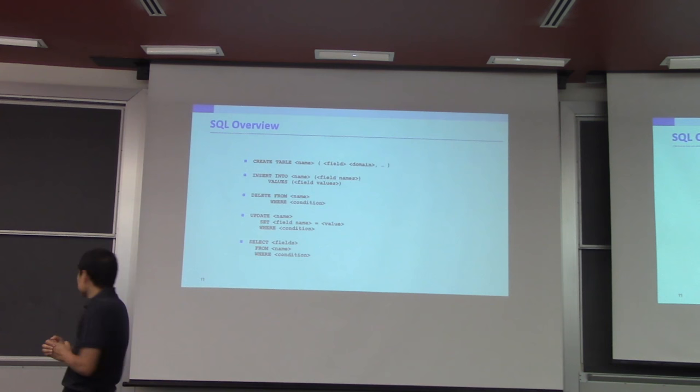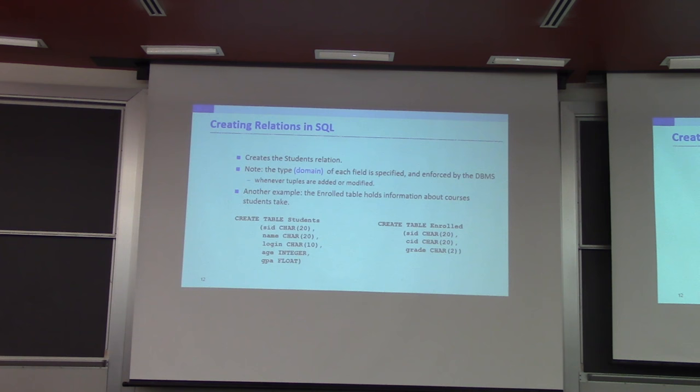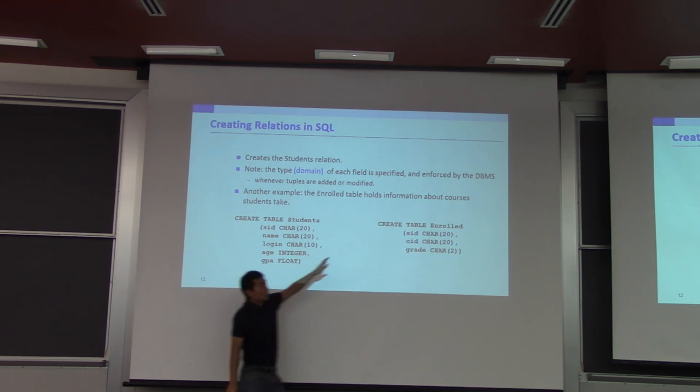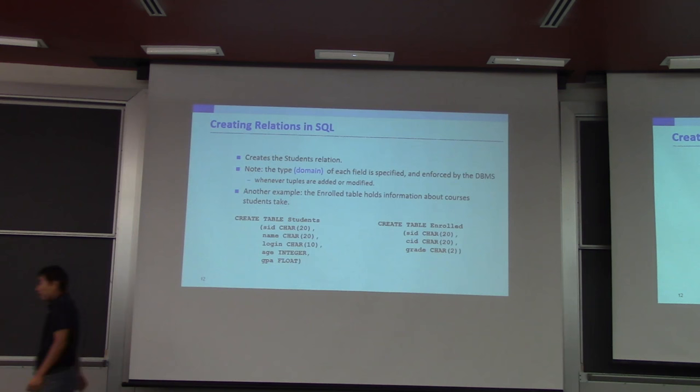So for example, you can create table, you can insert into table, you can delete from table, you can update and select. Specifically, these two examples show you how to create a table called student and how to create a table called enrolled. As you can tell, this essentially specifies the schema for these two tables, because you have the name of each column, and you specify the type for each column as well. That's essentially the schema of the table. So in other words, create table does nothing else but specify the schema of your table.